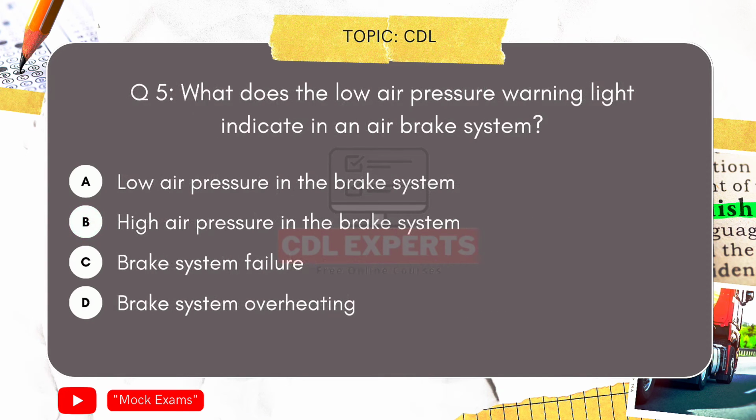What does the low air pressure warning light indicate in an air brake system? Low air pressure in the brake system, high air pressure in the brake system, failure, brake system overheating. The correct answer is low air pressure in the brake system.